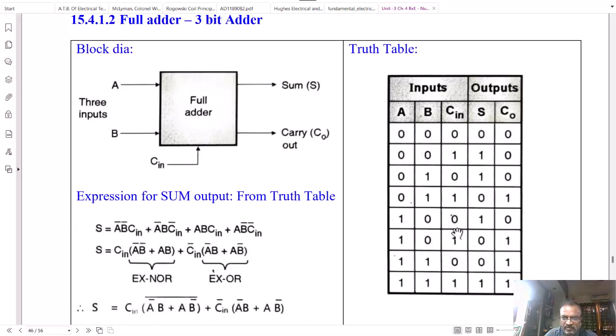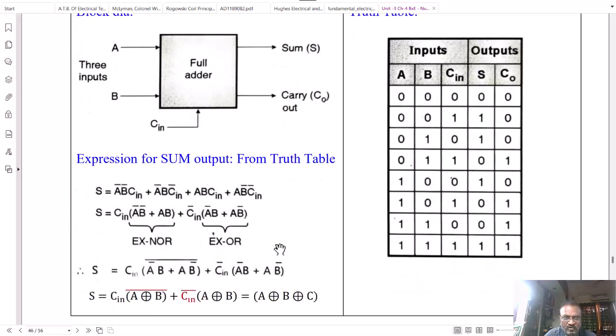Then take the fifth row. A is 1, B is 0, and C is 1. So the term corresponds to this S equal to 1 is A, B complement, C complement. Now 6th and 7th row is 0. Go for the last 8th row where sum equal to 1 and ABC inputs are all 1. And therefore, the term corresponds to this sum output is ABC.